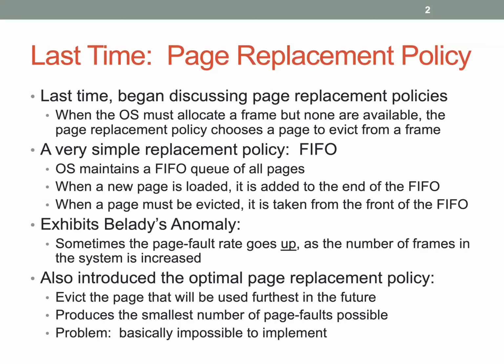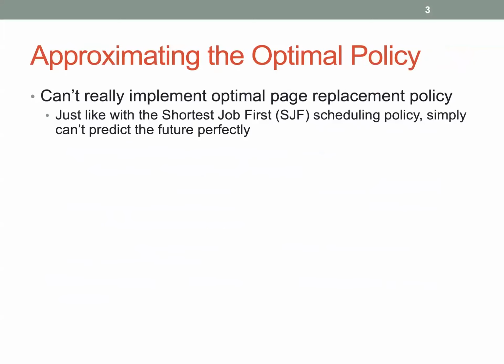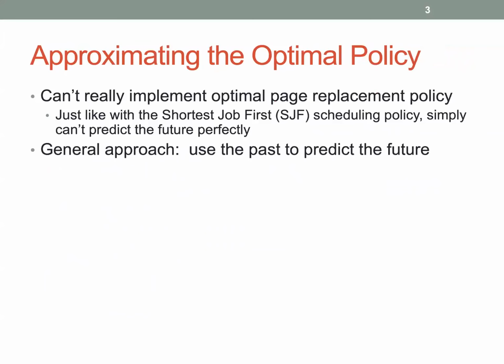And so the way that we can simulate it is by recording a memory trace and then using the memory trace to determine which of the in-memory pages is accessed furthest in the future. That's how we can use it in research. But in a practical system where we can't read the future, we really can't implement the optimal policy. So what we want to do is try to approximate the optimal policy in some way, and we tend to use the past behavior of a program to predict its future behavior.